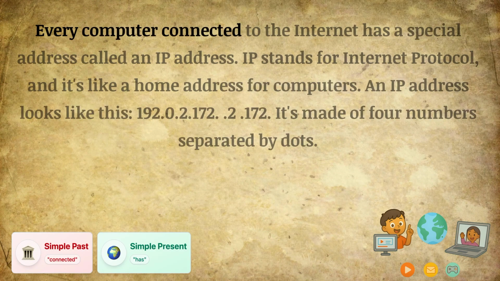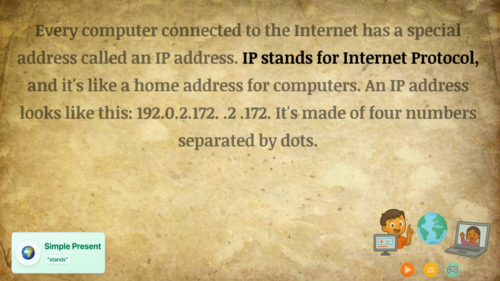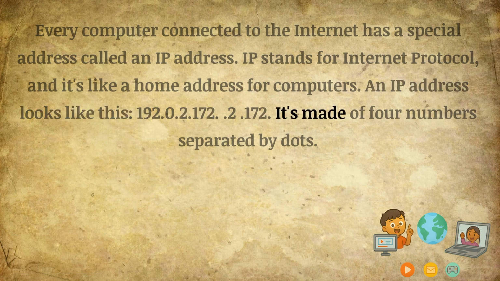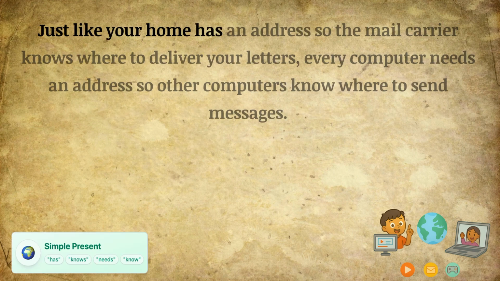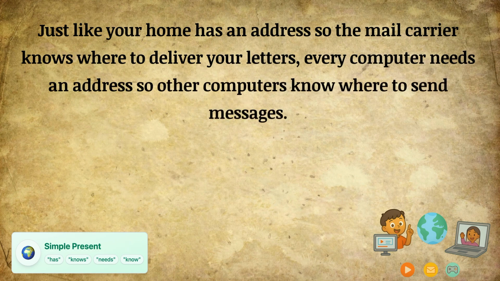Every computer connected to the internet has a special address called an IP address. IP stands for Internet Protocol, and it's like a home address for computers. An IP address looks like this: 192.0.2.172. It's made of four numbers separated by dots. Just like your home has an address, so the mail carrier knows where to deliver your letters, every computer needs an address, so other computers know where to send messages.